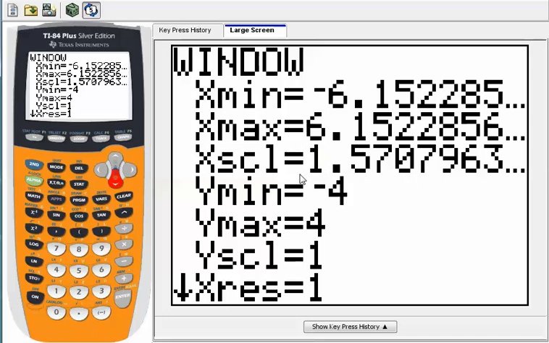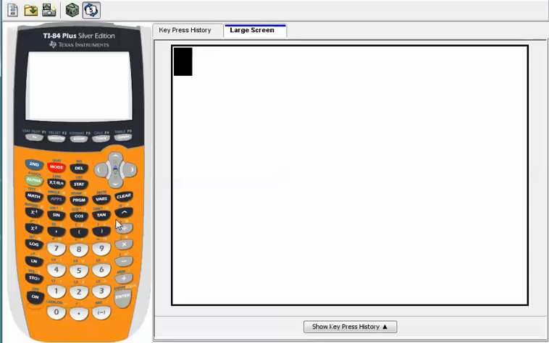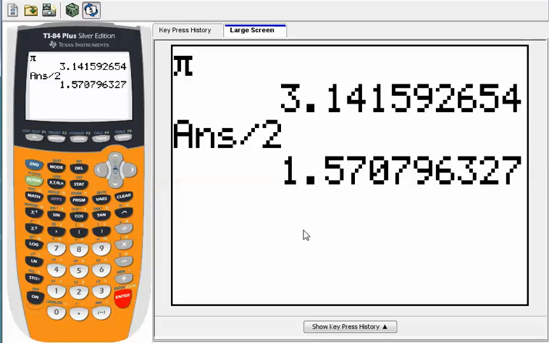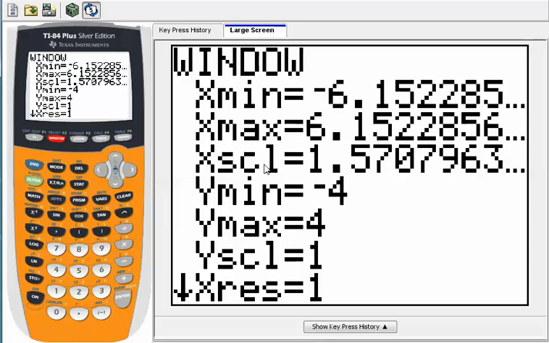It's 1.57079. And you might be wondering, why on earth would setting the ZTrig zoom set the x scale to some bizarre number like this? Well, I'm going to show you something kind of neat here. I'm on the home screen, and I'm going to bring up good old pi. So here's the value of pi, 3.14. Now, if I divide 3.14 in half, I get 1.5707, that very same strange number that we saw in our window properties.